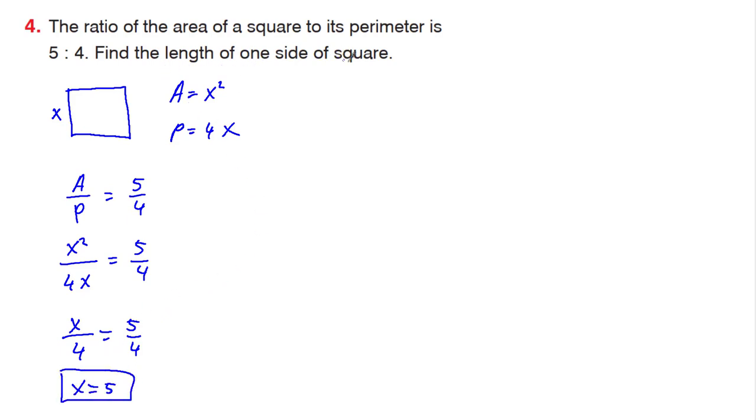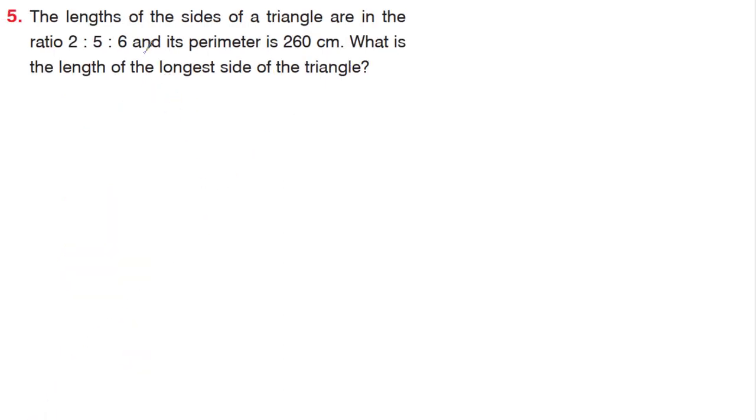Find the length of one side of the square. Well, it's 5. The lengths of the sides of a triangle are in ratio 2 to 5 to 6, and its perimeter is 260. What is the length of the longest side?